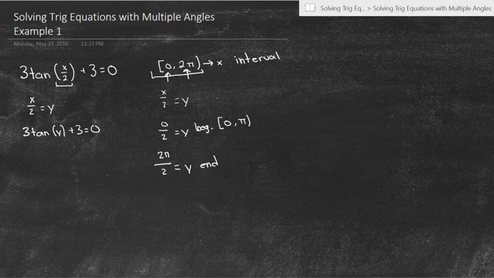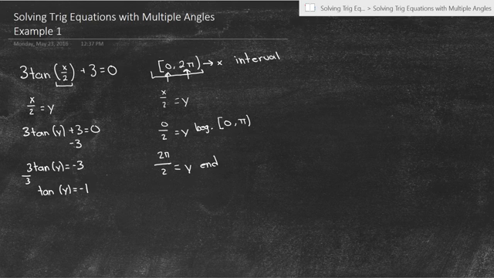So now let's solve. We're going to get 3 tangent of y plus 3 equals 0, and we just have to isolate the tangent. So we get 3 tangent of y equals negative 3. Divide by 3. Tangent of y equals negative 1.